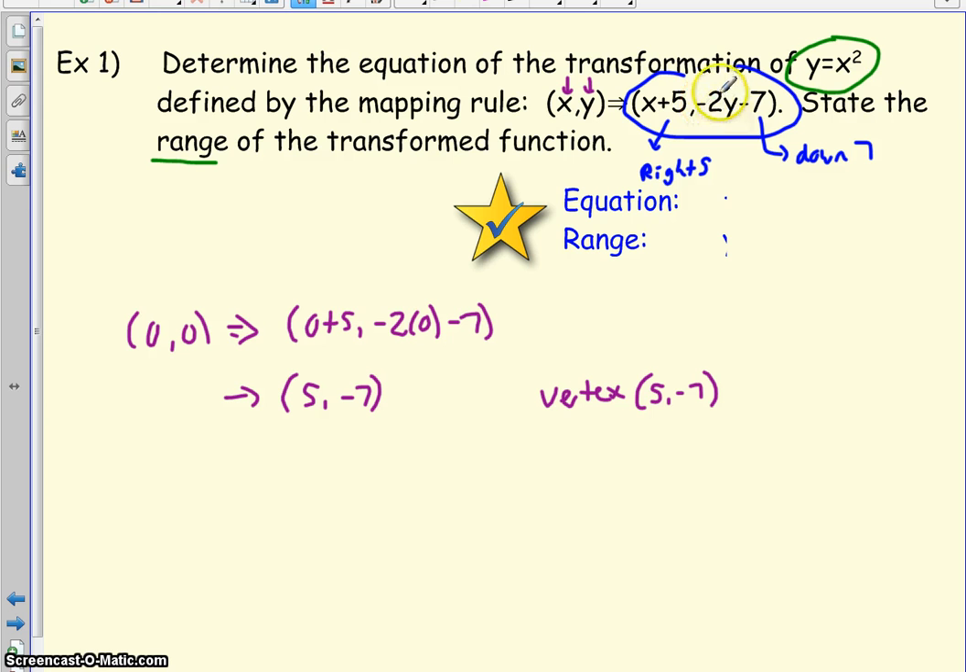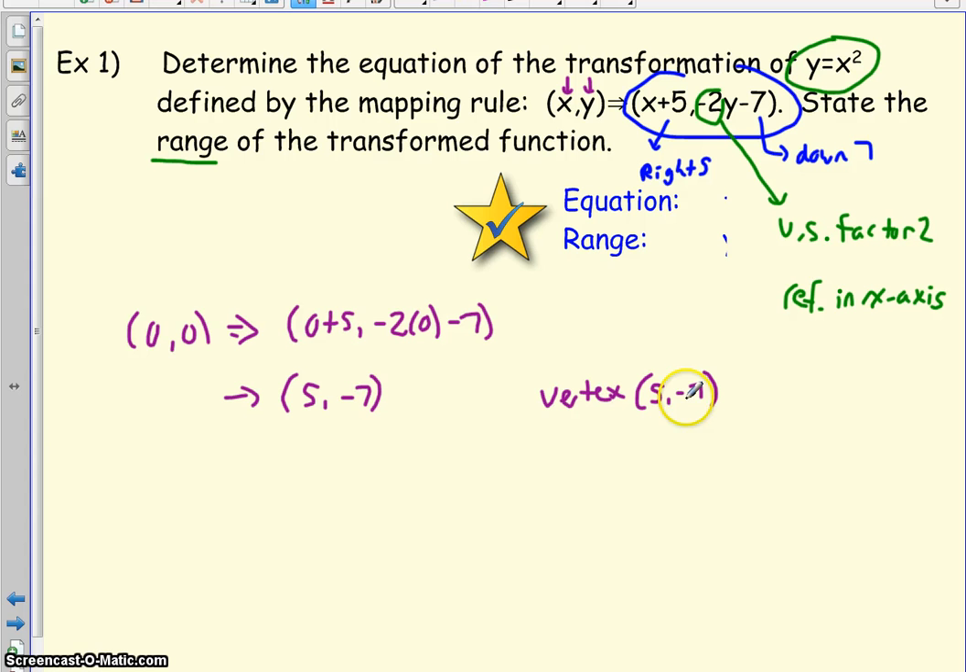And this negative 2 does two things. It does a vertical stretch of factor 2 and a reflection in the x-axis. Okay, and these are all the transformations that we looked at back in Unit 1.